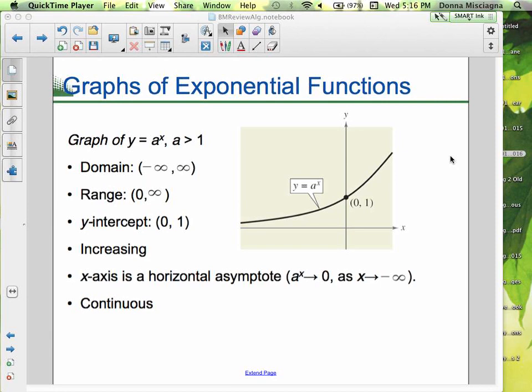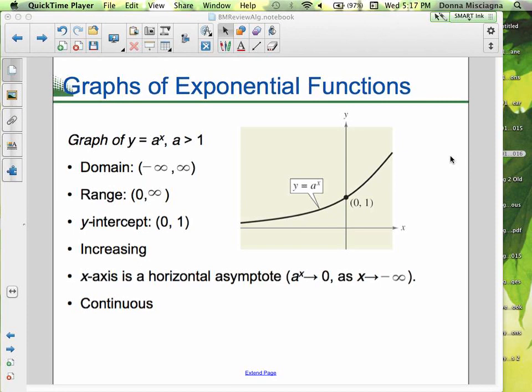And so we'll have a growth function anytime our base is greater than 1. Okay? So for instance, f of x equals 2 to the x or 3 to the x or anything larger than 1. Our domain is all real numbers. You can plug in anything for the exponent. Our range is going to be all positive numbers unless our function's been shifted.